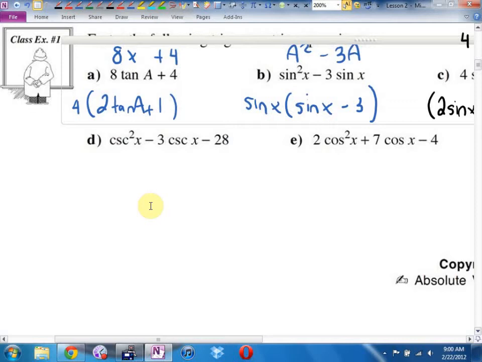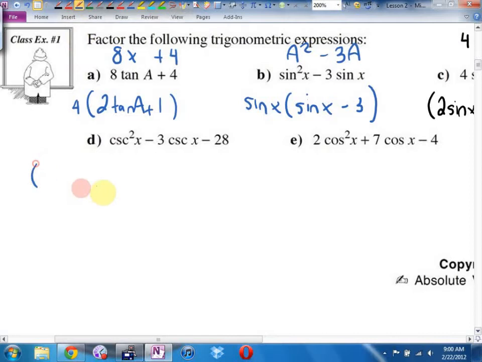GCF? No. How many terms? 3. Is there something in front of the quadratic term? Oh, so this one I can use my Math 9 method, which was a little nicer. That was, oh, this dropped down, but it wasn't a squared anymore, right? It was cosecant. Cosecant, because if it was an x there, it would have been squared, it would have been xx. Yes? Now what?